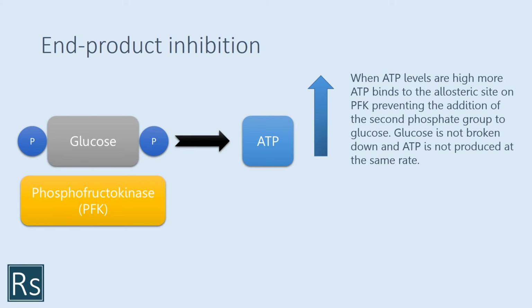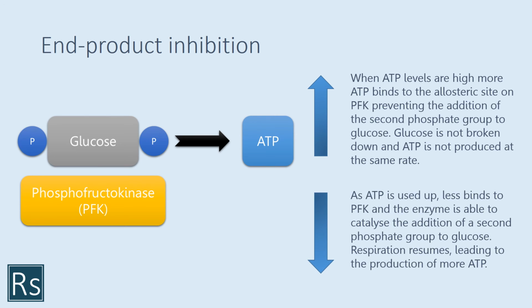When ATP levels are increased, more ATP is available to bind to the allosteric site on the PFK. This prevents the addition of the second phosphate group to the glucose, and therefore the glucose isn't broken down and ATP is not produced at the same rate. However, as the ATP is being used up, less of it is available to bind to the PFK, and the enzyme is able to catalyze the addition of a second phosphate group to the glucose. Respiration will therefore resume, and this will lead to the increased production of more ATP.